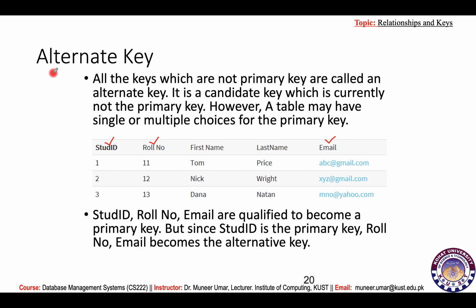Now the alternate key, what does alternate key mean? Alternate key means the key which is not primary key but that key has the features of primary key. In simple words, we can say that it is the candidate key which is not selected as a primary key.